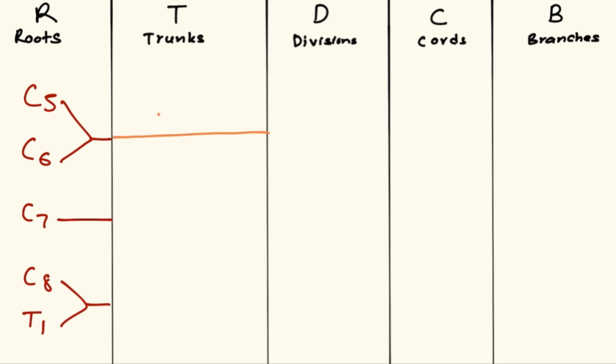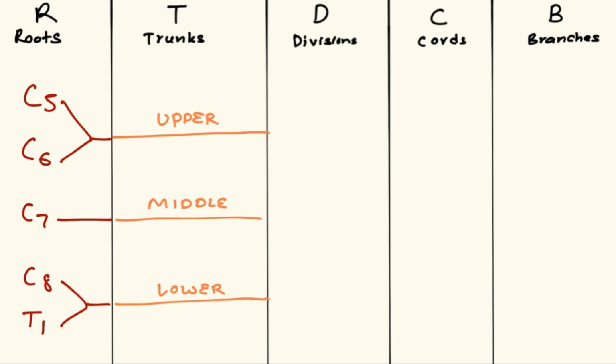C5 and C6 combine to form the upper trunk. C7 continues as the middle trunk. C8 and T1 combine to form the lower trunk. Now make one dorsal division and one ventral division from each trunk.